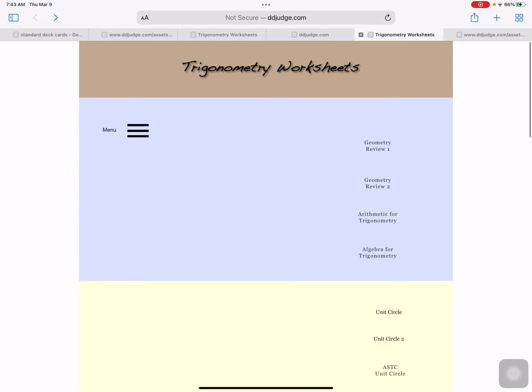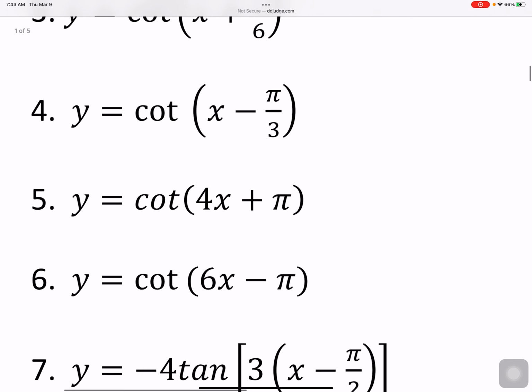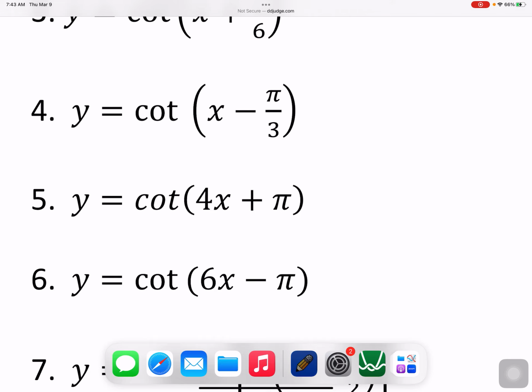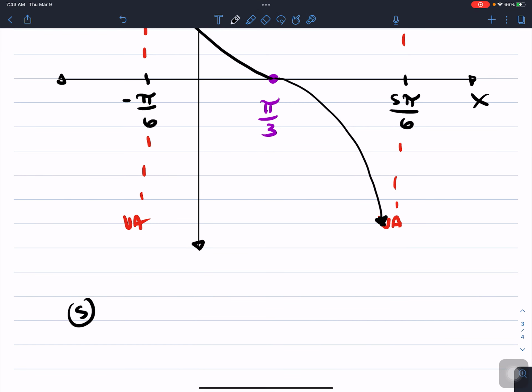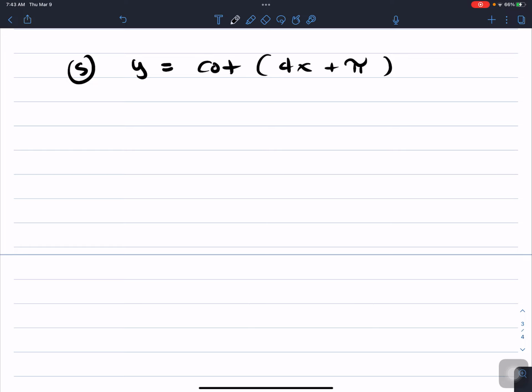Number 5. Oops, I'm looking at the wrong place. Okay, now we're going to get a little bit exotic. Cotangent 4x plus pi. We're going to get a little bit exotic, okay? So this is now number 5. Y equals cotangent 4x plus pi now. So now this is just like yesterday, okay?